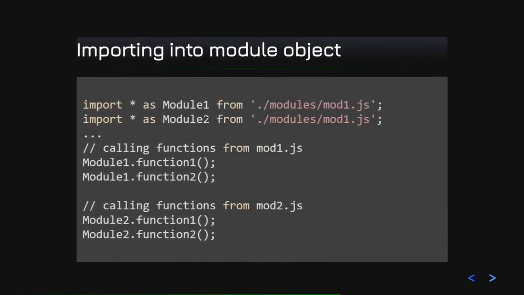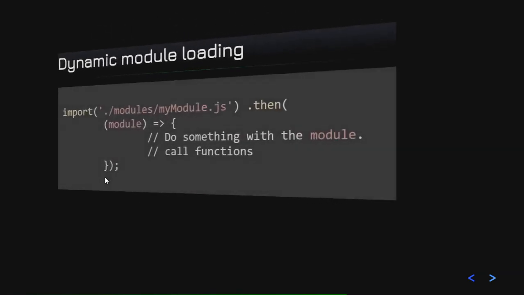If we have several modules, it makes sense to create a module object for each module. So we import everything as module 1 from this module, and we import everything as module 2 from this module. And if we want to call functions from module 1, then we call them using this module 1 prefix, which was declared here. And if we want to call functions from module 2, we use this module 2 prefix. This is useful in order to avoid namespace issues and name clashes.